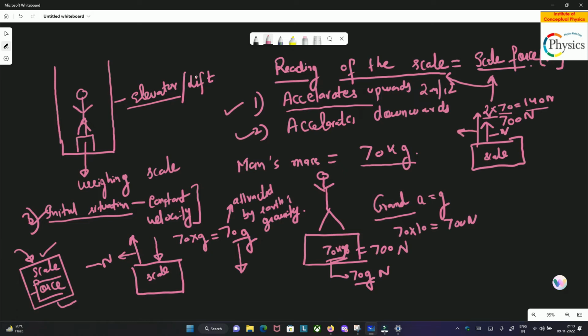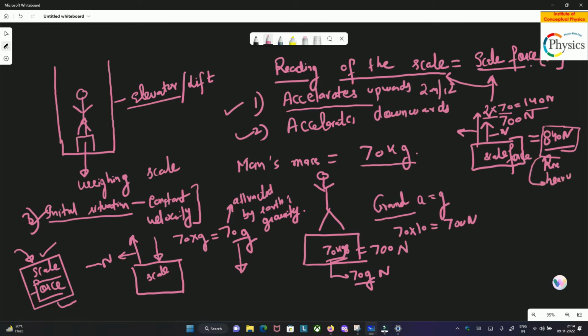Therefore, the total scale force on the man is now due to two things: one, the normal reaction, and second, the accelerating scale, which is an extra scale force of 140 newtons. And therefore, the total weight experienced is 840 newtons. So if you're going up, you are likely to feel heavier when the lift is accelerating up. So you can have a question like this: if you're going up, accelerating, will you feel lighter? Will you feel heavier? You will feel heavier because the additional force of 140 newtons is coming on you and you're accelerating up. I hope this is making sense to you.